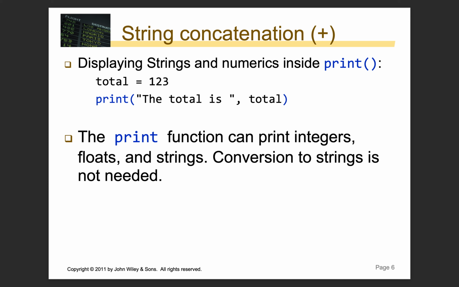Displaying strings, you can do that using the print function. So let's say we had total equals 123, so the value 123 is stored inside the variable total. And then using the print function, Python would print out the total is, which is a string, with total afterwards. The print function can print integers, floats, and strings. You do not need to convert the integer or float into a string to print it. So we can print this 123 without having to convert that numerical value into a string.